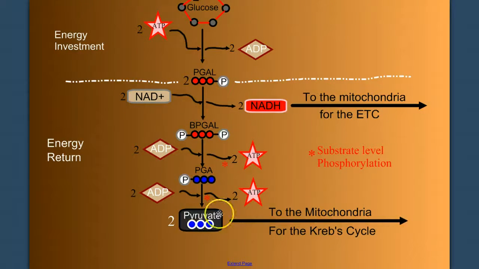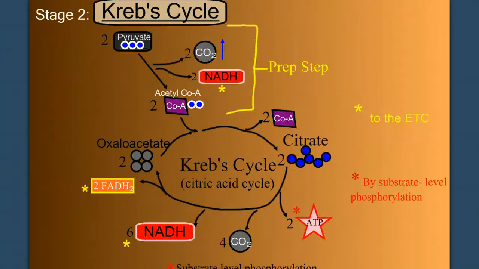At the end of glycolysis, we took these 2 pyruvates through the Krebs cycle. During the Krebs cycle, we prepared pyruvate in the prep step, liberating 2 carbon dioxide as waste products, making 2 more NADH that will go to electron transport.